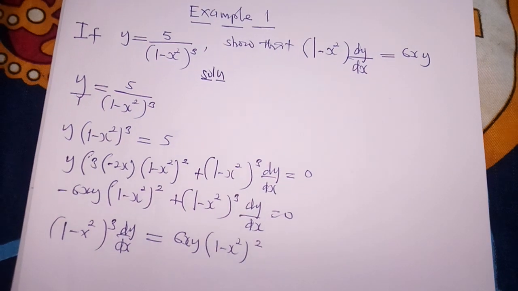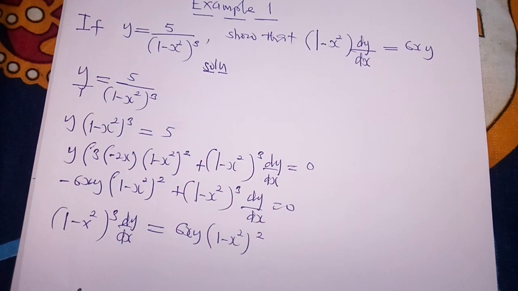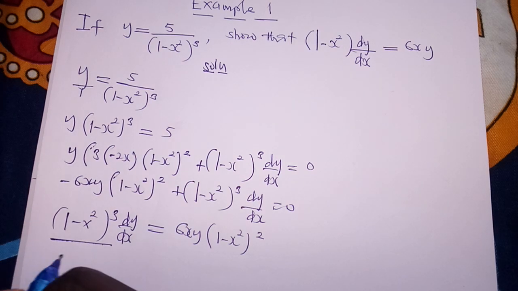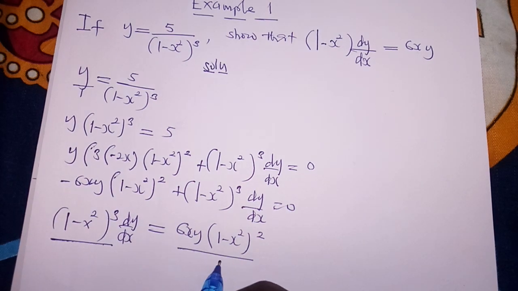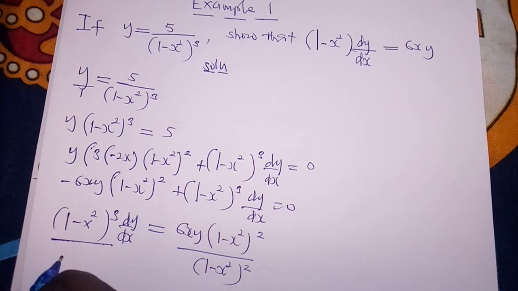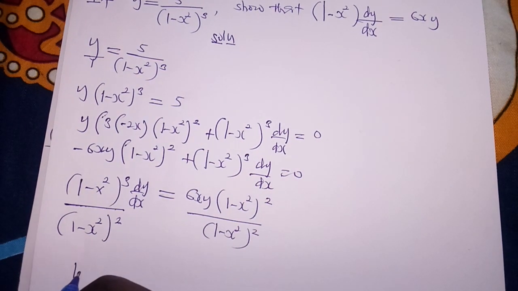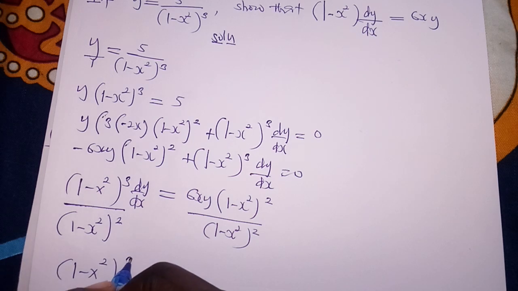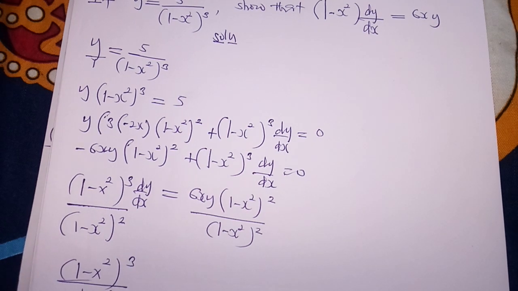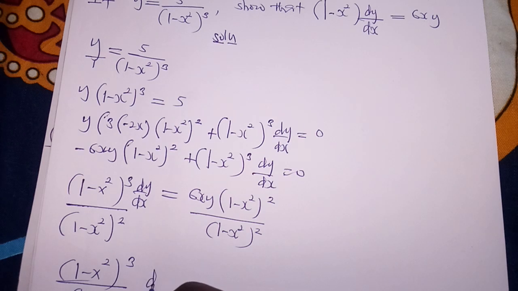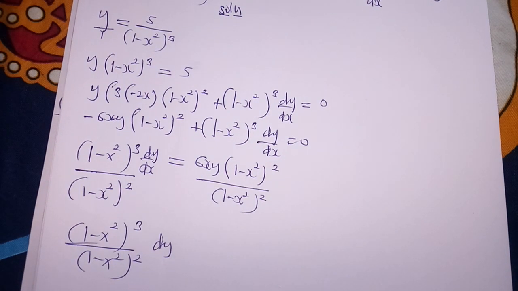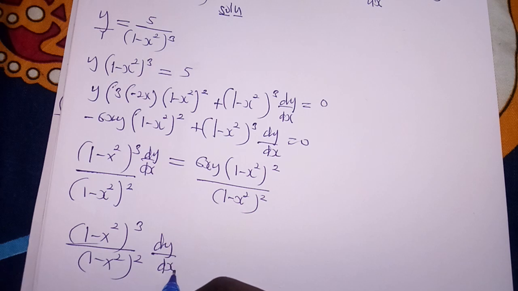Now the next step, what are we to do here? We divide both sides by (1 minus x squared) raised to the power 2. Now this cancels this. Then let's write what remains and see. Now we have (1 minus x squared) raised to the power 3 divided by (1 minus x squared) raised to the power 2, then dy/dx, which is 6xy.